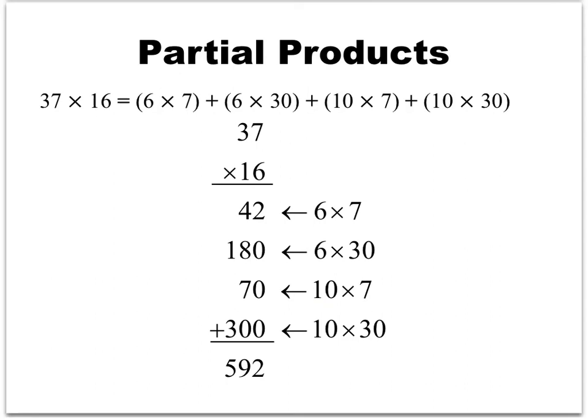And then lastly, we're going to take the 1 times the 3, but that 1 is in the tens digit, so it's really a 10. That 3 is in the tens digit, so it's really a 30. And so that's our last partial product, 10 times 3, which is 300. So there's our 4 partial products. Now we're going to add those together to get our final answer of 592.